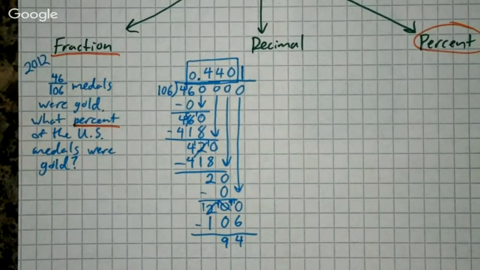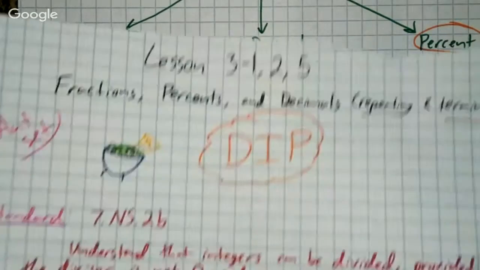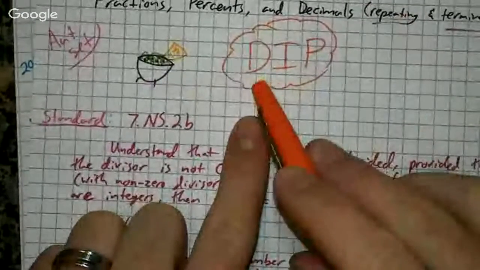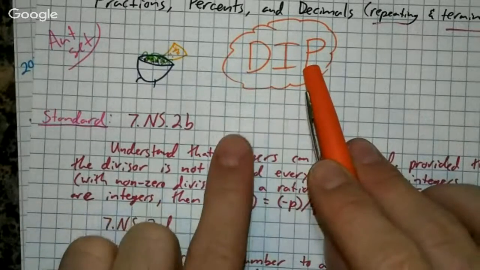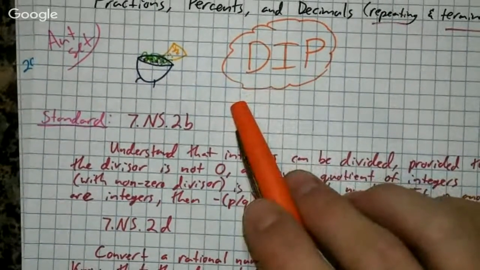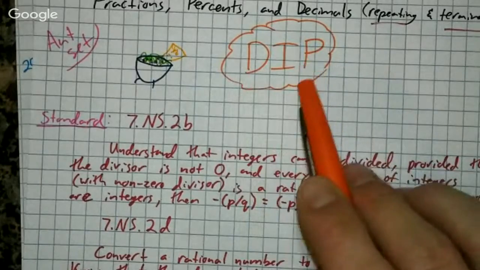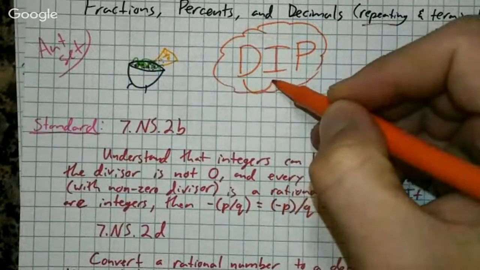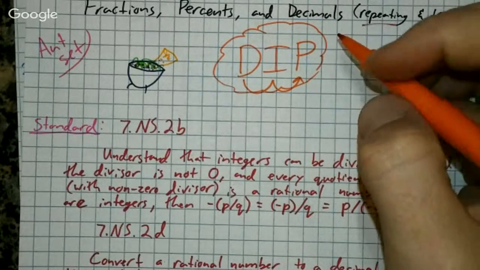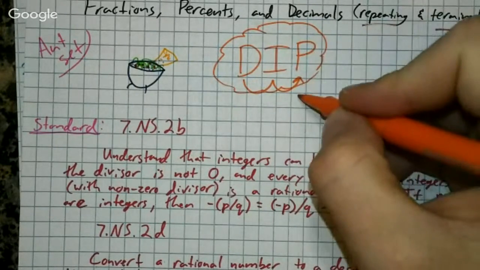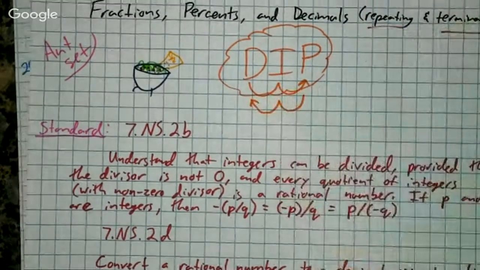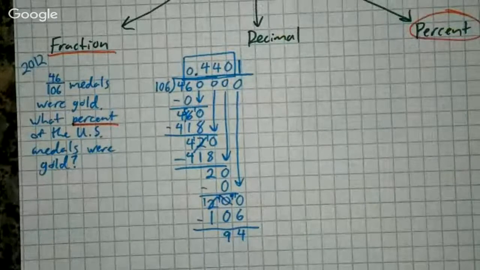Because to get a percent, we get to talk about my favorite thing ever, which is dip. Dip is so delicious. Dip stands for decimal. The D stands for decimal. The P stands for percent. And it tells you how to convert a decimal to a percent and a percent to a decimal. Now, if you're taking a decimal and you're going to a percent, you're moving the decimal 2 times that way. If you're taking a percent and moving it to a decimal, you're taking the decimal point and moving it back 2 times.